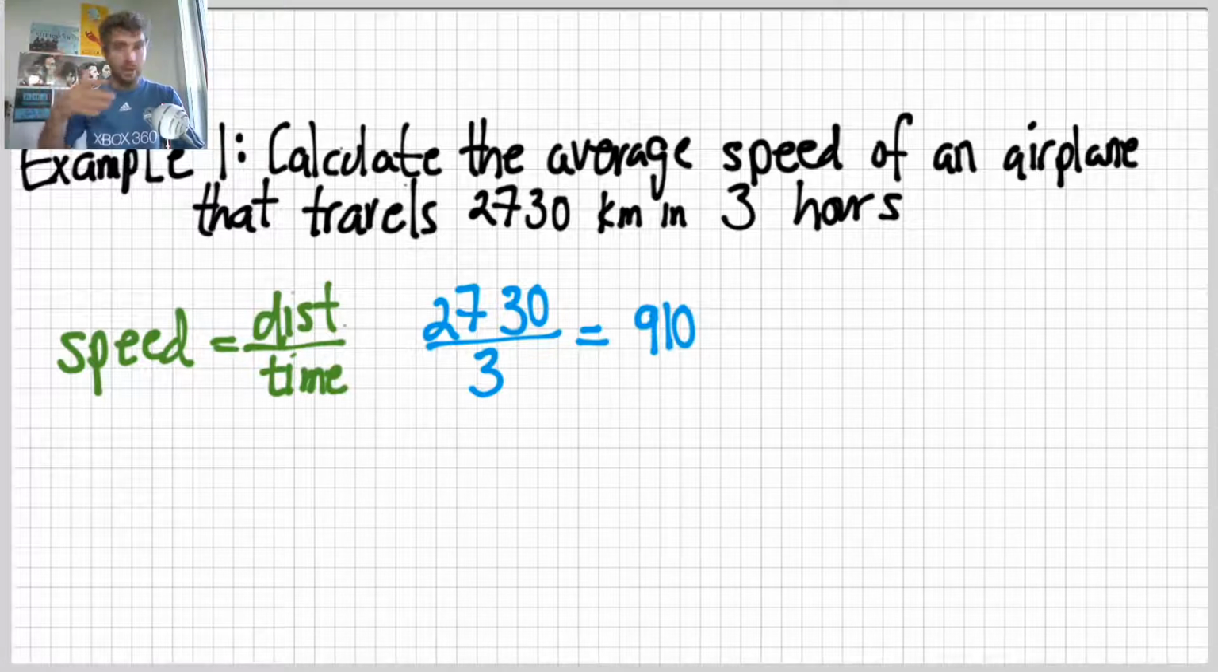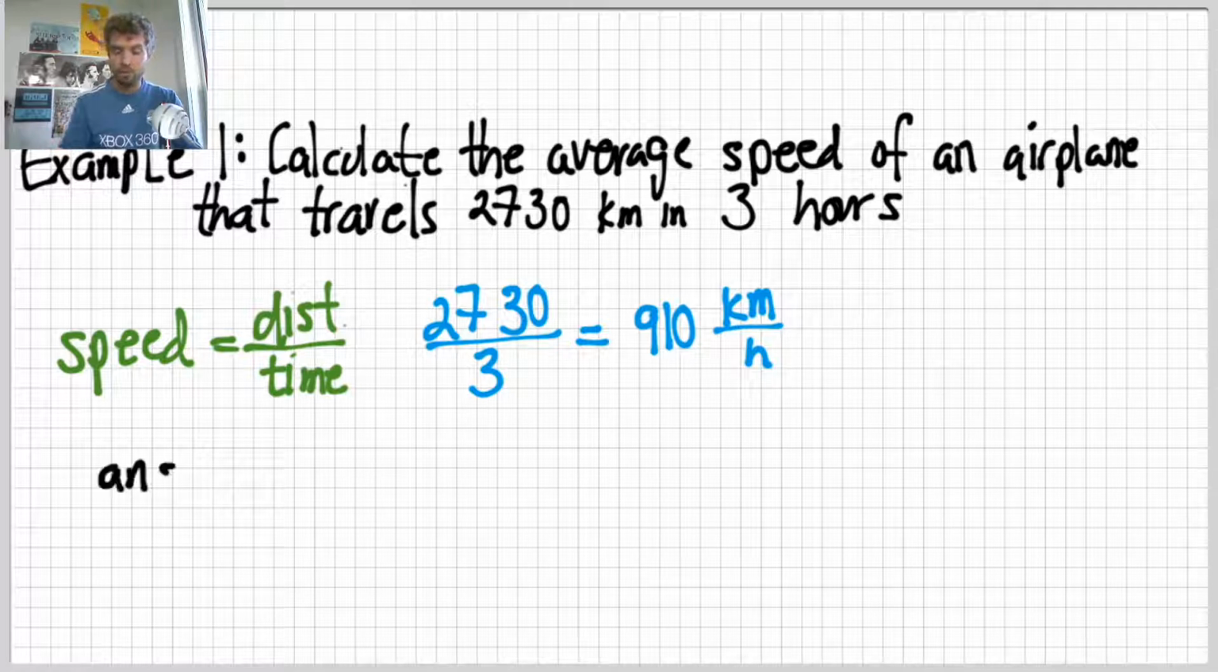When you plug that into your calculator, you get 910. Now what are the units? It was kilometers divided by hours, so that means it's kilometers per hour. It's literally exactly what you did, kilometers divided by hours.